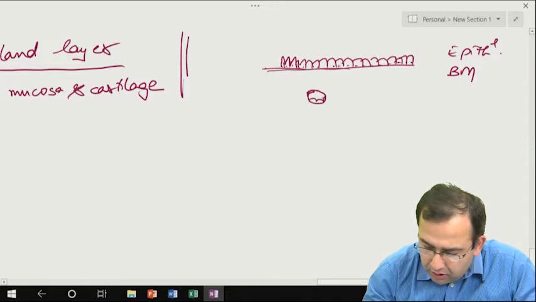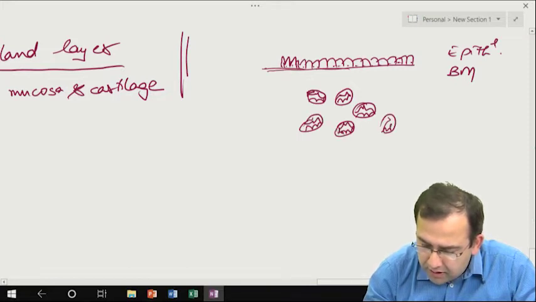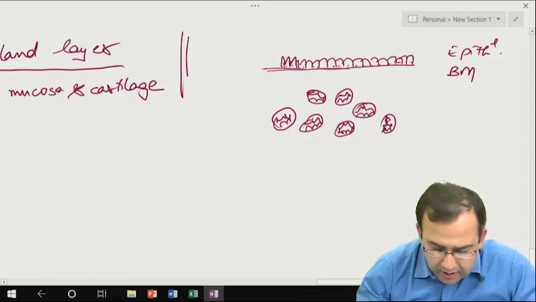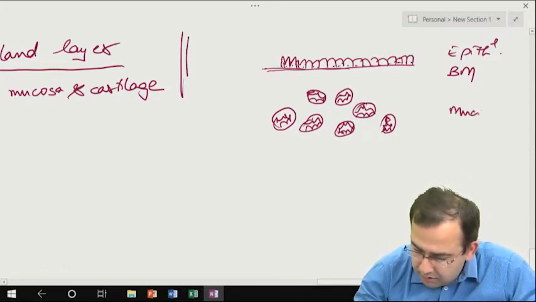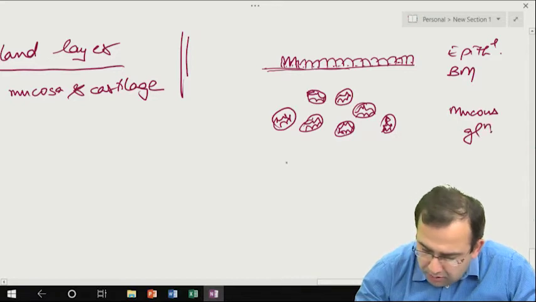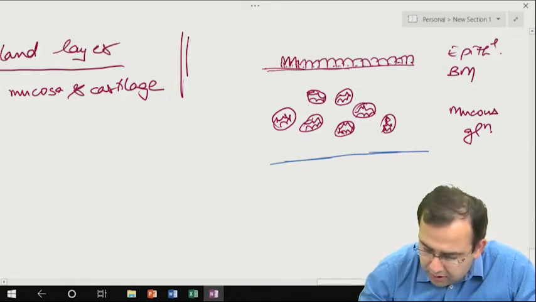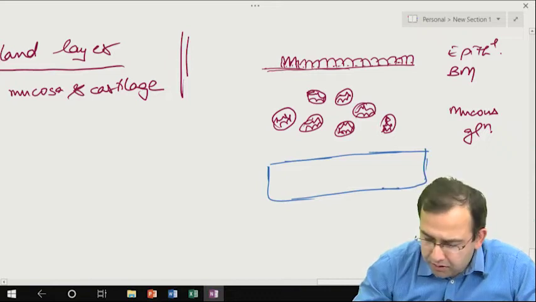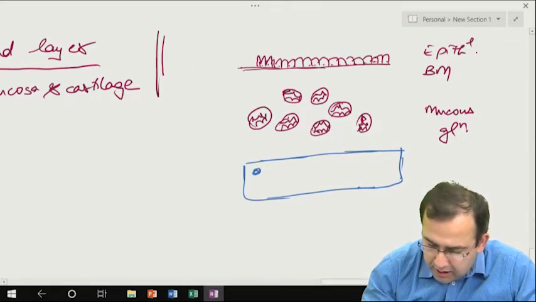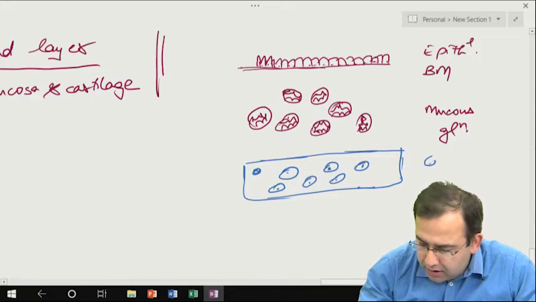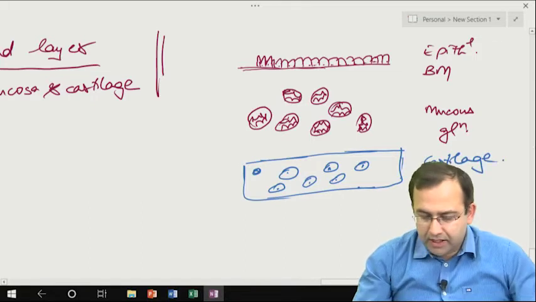All these are the mucus glands which are undergoing hyperplasia. There is an increase in number of mucus glands. Below the mucus glands is the cartilage. I'm drawing it in blue because from histology you very well know it has a slightly bluish tinge, with all the nuclei. This is cartilage.